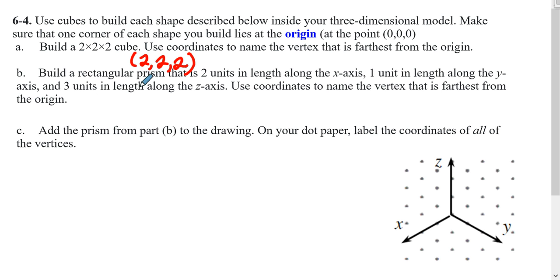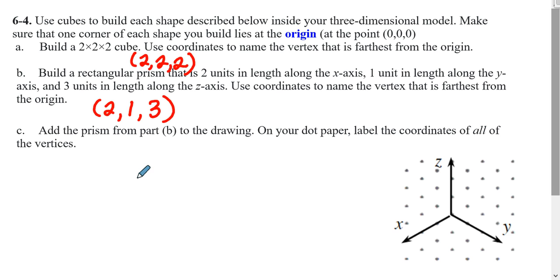2, 2, 2. So now, if you haven't done so yet, build a rectangular prism that is 2 units in length along the x-axis, 1 along the y-axis, and 3 along the z-axis. And now I want you to use the coordinates to name the vertex that is farthest from the origin. Okay, what is the vertex that is farthest away from the origin? 2. What's the next number? 1, and then 3.